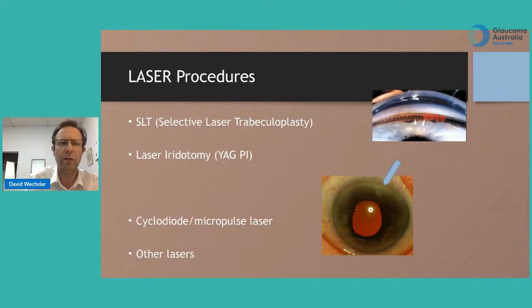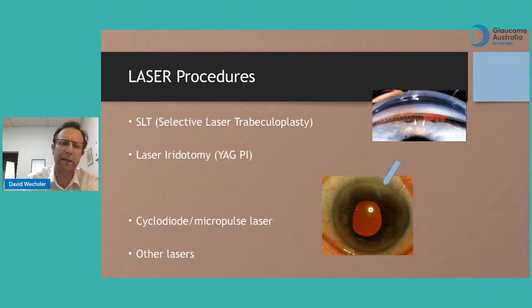There are other lasers that we do that are less common, and I'm not going to talk in detail about them tonight because they're fairly specialized, but there's a cyclodiode or micropulse laser, and that's actually performed in hospital, so it's a little bit like having a surgical procedure.